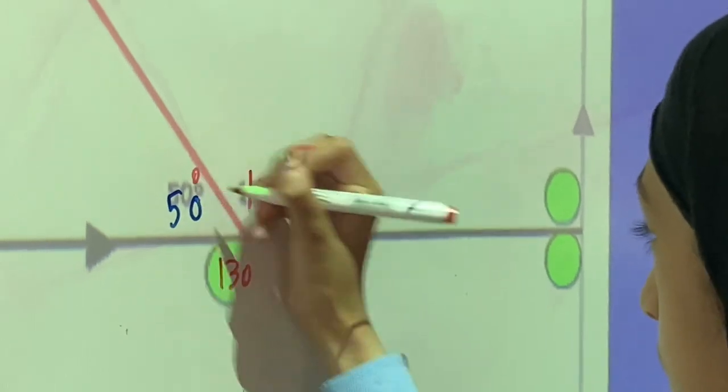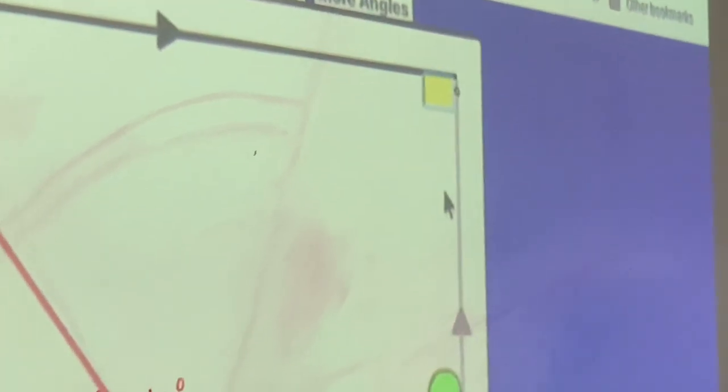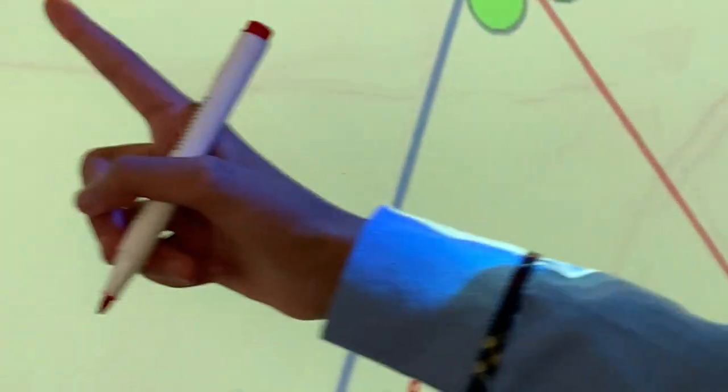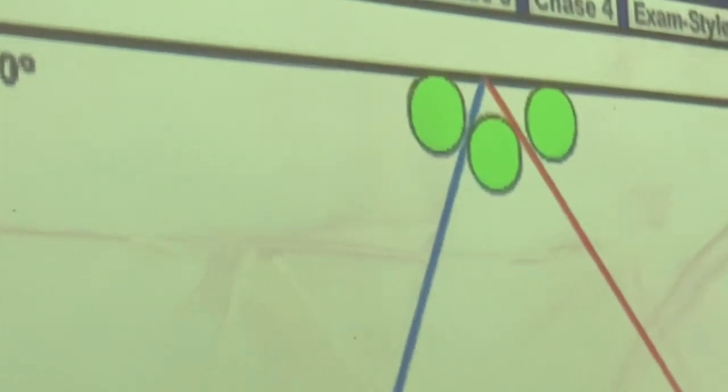Let's double check. And here, it is a 90 degree angle because it has a straight line here and it has a straight line here. Okay, so here, 90 angle, because it's a right angle. All right, thank you very much.